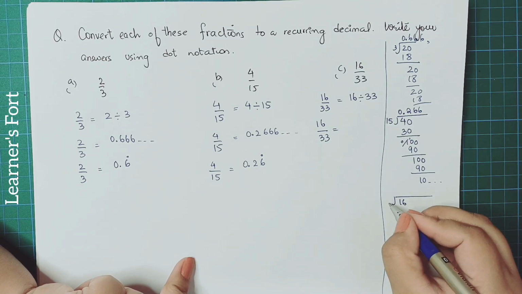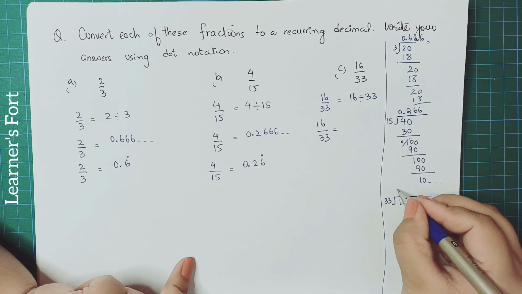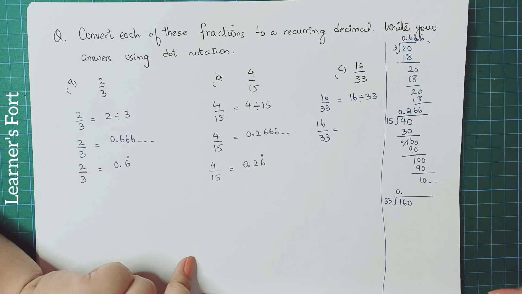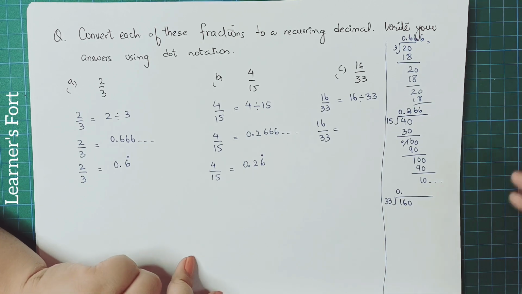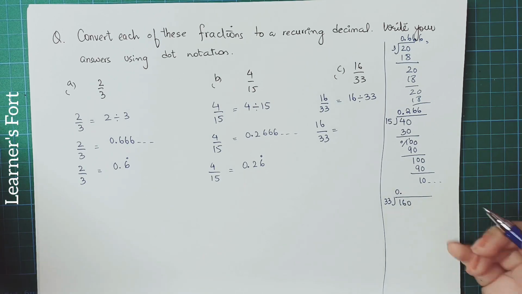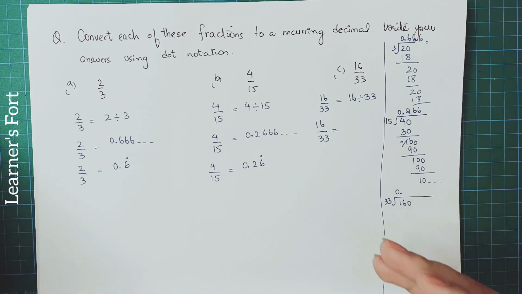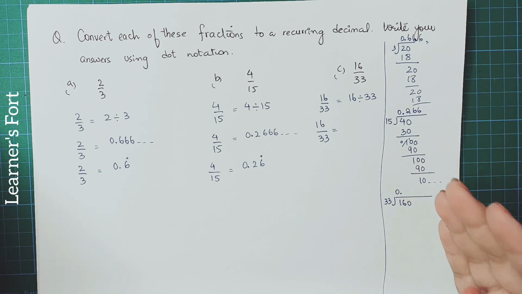16 is inside, 33 is outside. Now 0. 0.160. Okay, now how many times 33 is near to 160? 33 ones are 33, 33 twos are 66, 33 threes are 99, and 33 fours are 132.